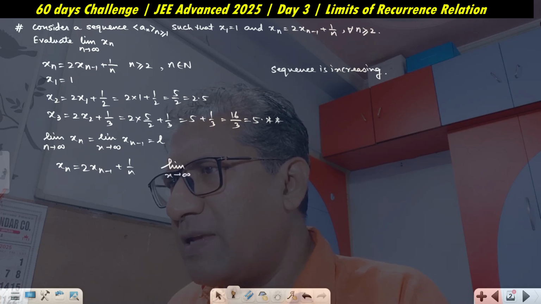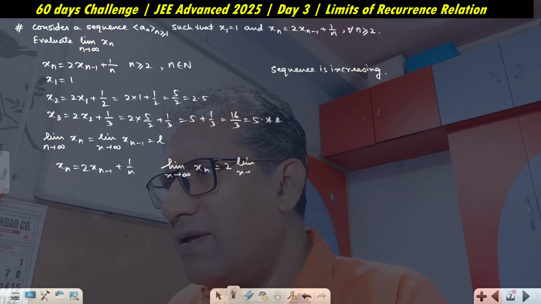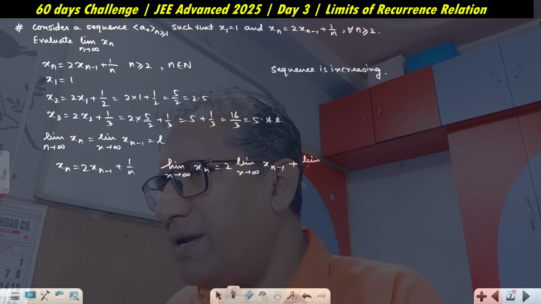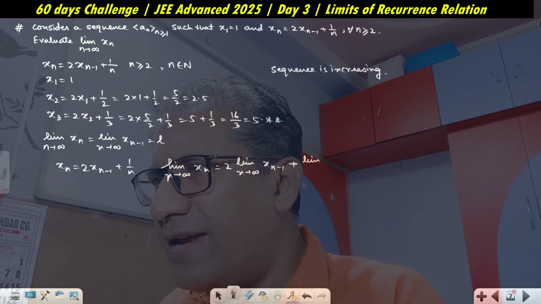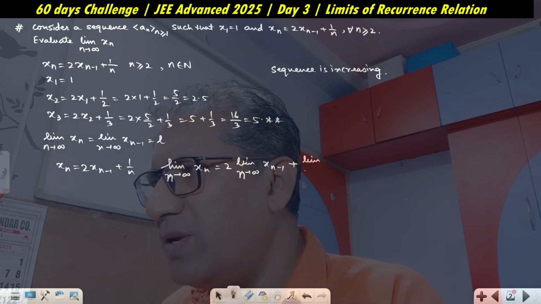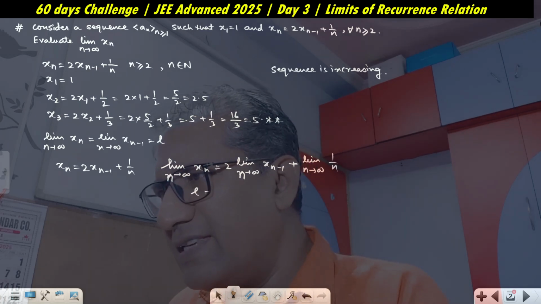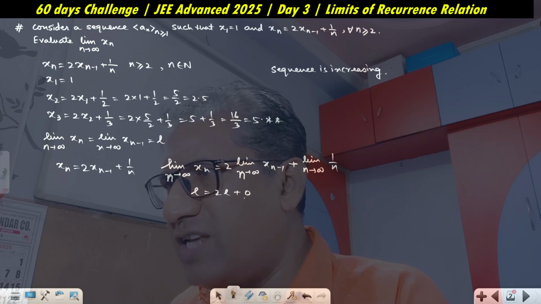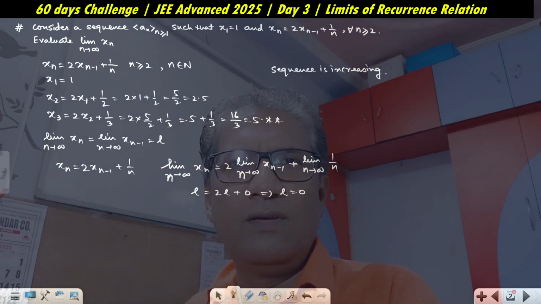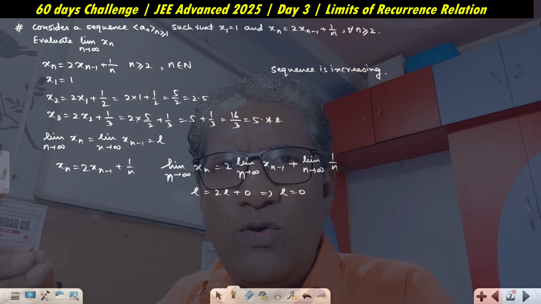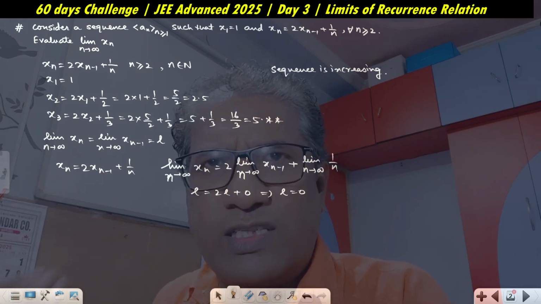So, the limit as n approaches infinity of xn is 2 times the limit of x(n-1) plus the limit of 1 over n. These are all n tends to infinity, not x tends to infinity. So in this case, this is L, this is 2L, and this is 0. So from here we are getting L is 0. That is, the limiting value is converging to the value 0.